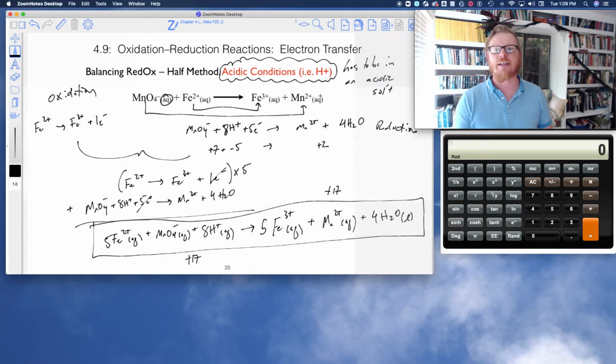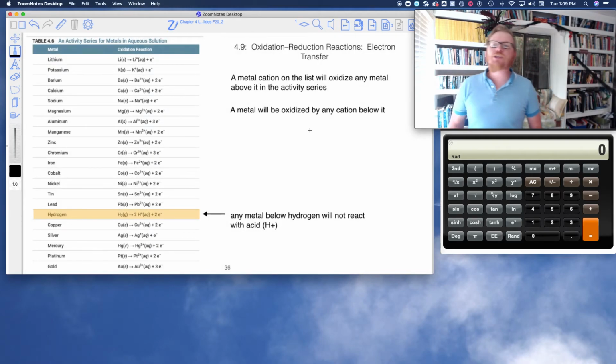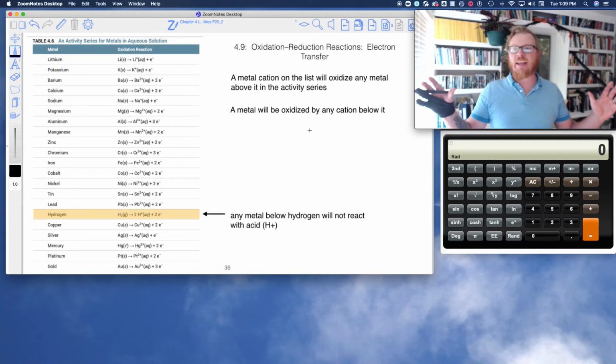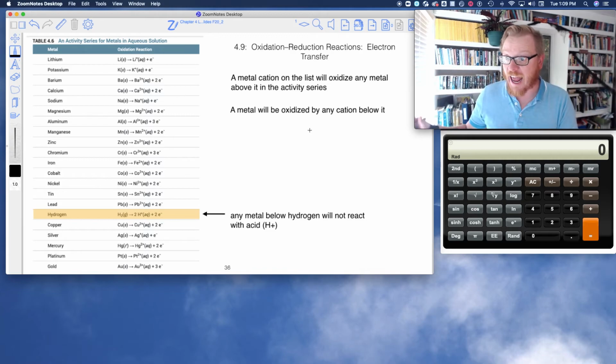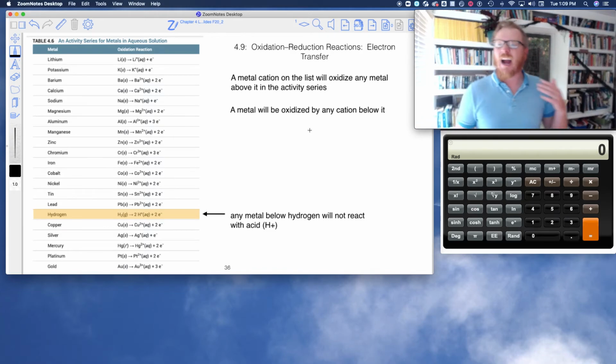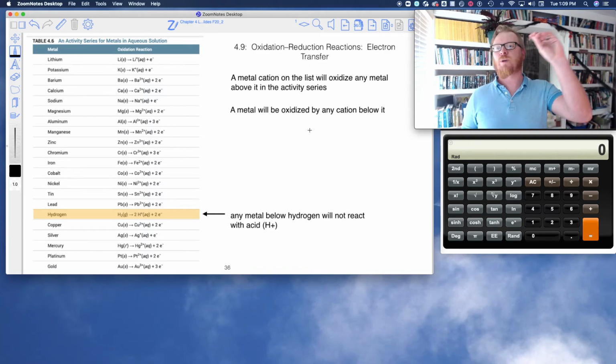So why is it that we had to have acidic conditions for this particular redox reaction? Okay? Well, as it turns out, you can't just go and combine any redox reaction and get a reaction out of it. All right, let me say that again. You can't combine any oxidation reaction with any reduction reaction and expect it to go. That's just not how chemistry works.